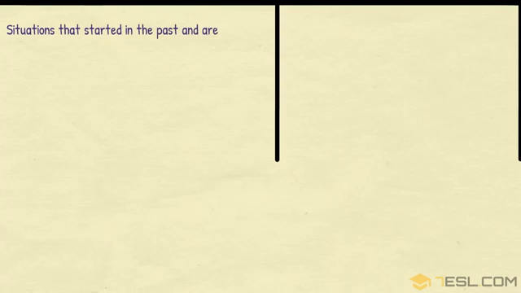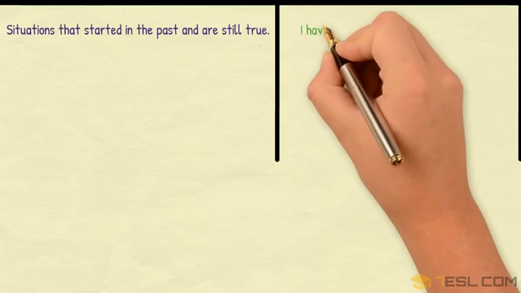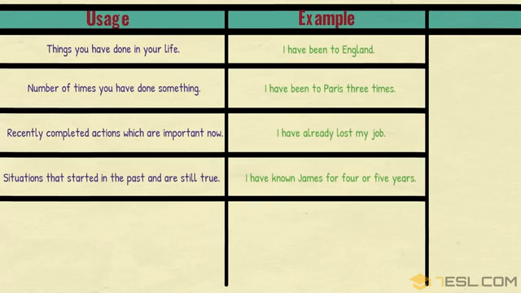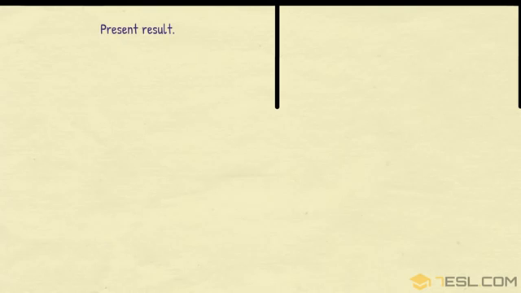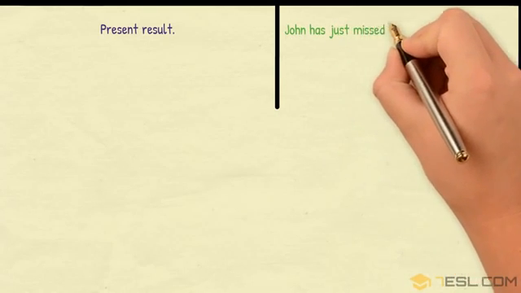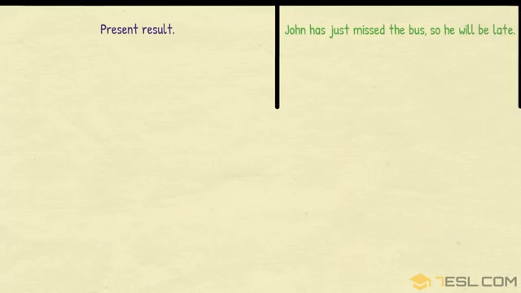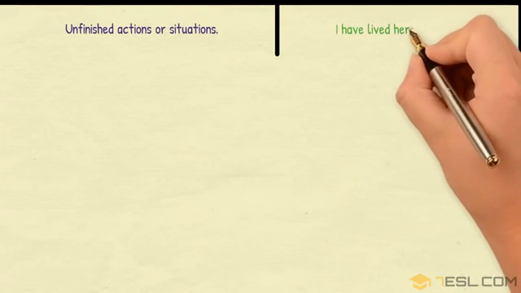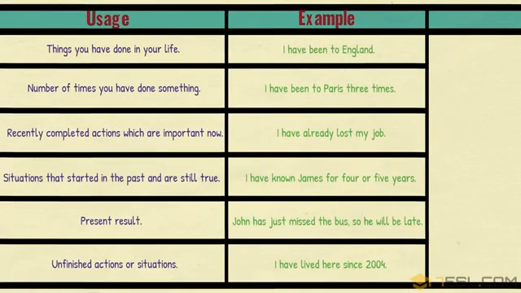Situations that started in the past and are still true: I have known James for 4 or 5 years. Present result: John has just missed the bus, so he will be late. Unfinished actions or situations. Since 2004. Adverbs: just, already, yet, for, since, never, ever.